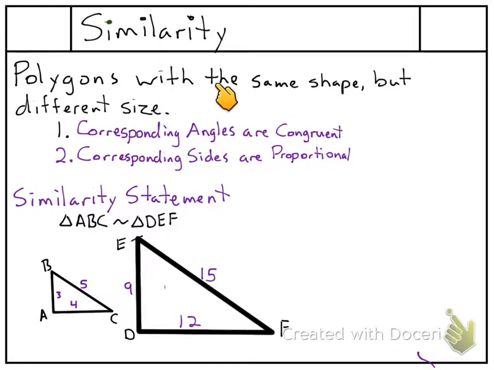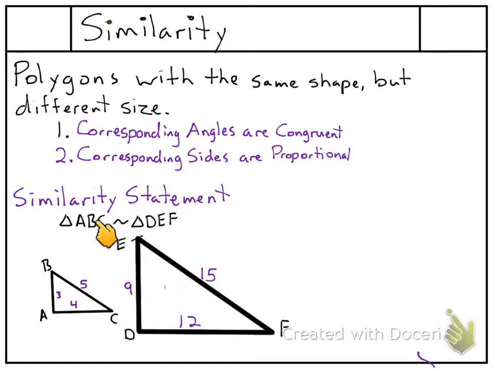So what that means is the shape is going to come from the angles. We still have corresponding angles being congruent, but now since it's a different size, it's the sides that are not congruent, but what we call proportional. So same shape, different size, angles are congruent, sides are proportional. And what a proportion is we'll get to in a moment.